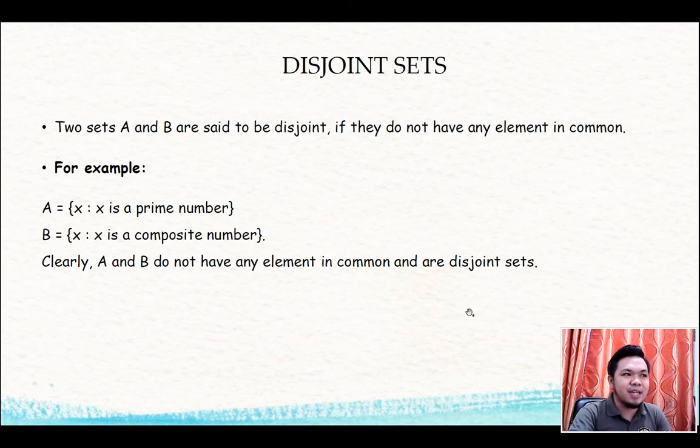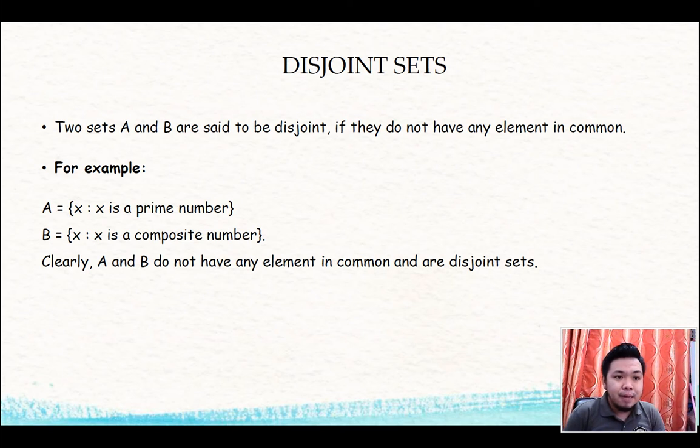Sa disjoint sets, two sets A and B are said to be disjoint if they do not have any element in common. So, walang pagkakatulad sa elements. For example, ayan o, A, X such that X is a prime number, then B, X such that X is a composite number. Siyempre, si prime number at si composite number ay hindi talaga magiging magkatulad. So, magkaiba talaga. So, pag sinulat natin, clearly, A and B do not have any element in common and are disjoint sets.